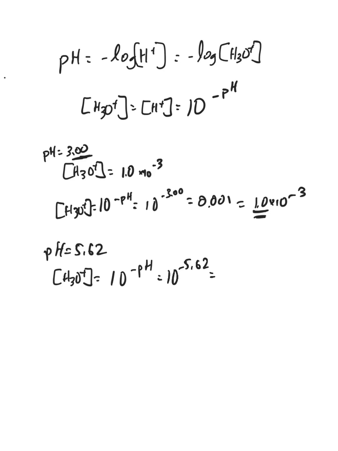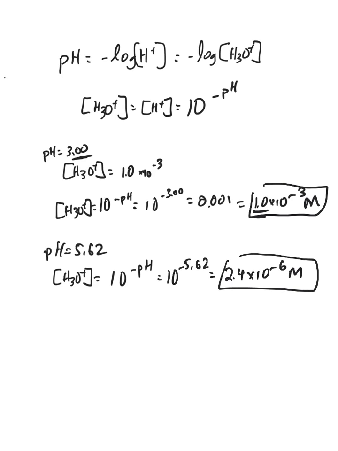In my calculator, I'm going to do 5.62, change the sign, inverse log, and I will get 2.4 times 10 to the minus 6 molar. I need to put a concentration unit back up there with my other answer. So 2.4 times 10 to the minus 6 molar. I had 2 decimal places in my pH. That means I'm going to have 2 significant figures in my hydronium ion concentration.